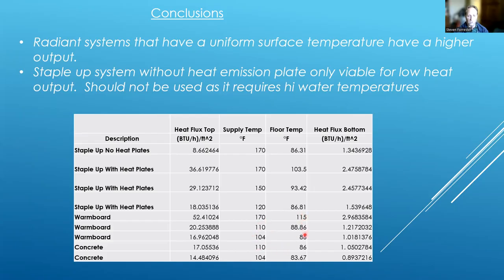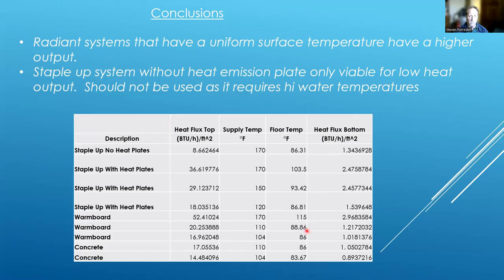Again, the floor temperatures are just too high. At 170-degree water, you get an extreme amount of output. It's just uncomfortable to walk on. So if we look at a temperature that actually makes sense, at 104-degree water temperature, you get 17 BTUs per hour per square foot out of it, and you lose 1 BTU per hour out the bottom of the floor. That's a pretty respectable number.